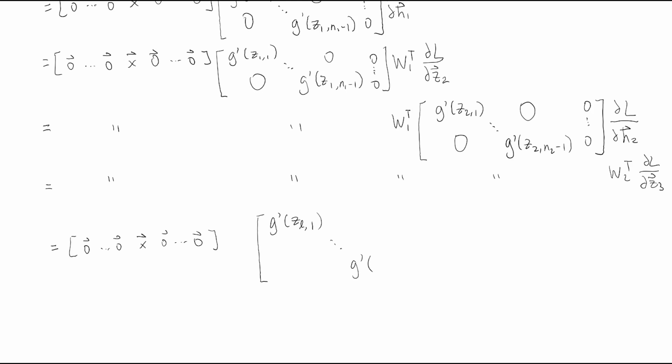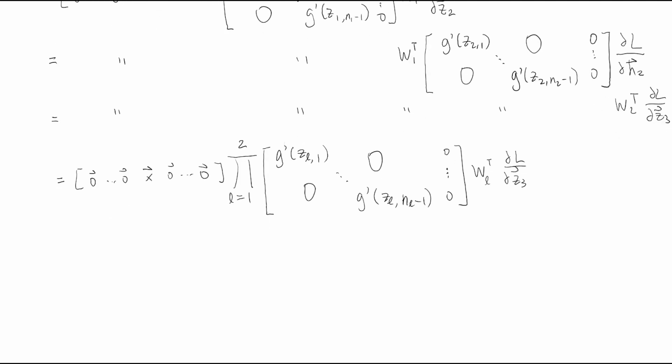So up to G prime of Z L comma N L minus 1. Off diagonals are zeros and then we have a column of zeros. And then multiplied by WL, so it's the same index, WL transpose, and then multiplied by partial L partial Z3, which is what we had.